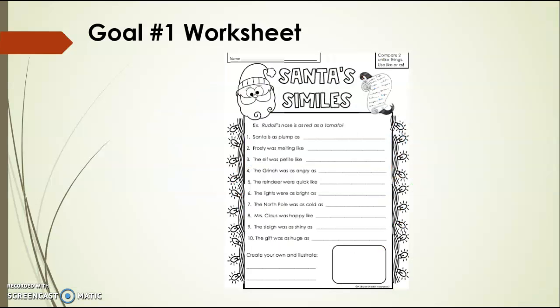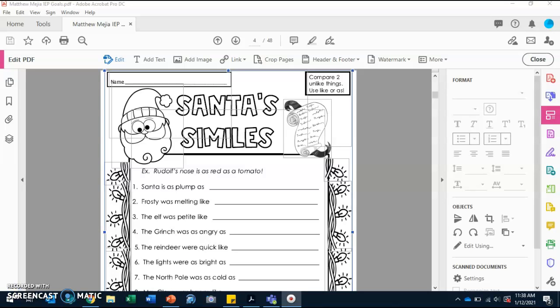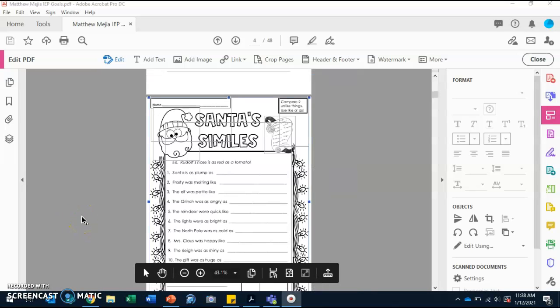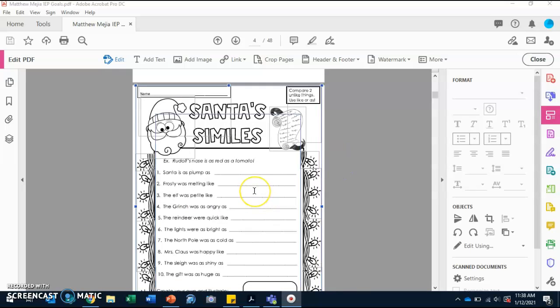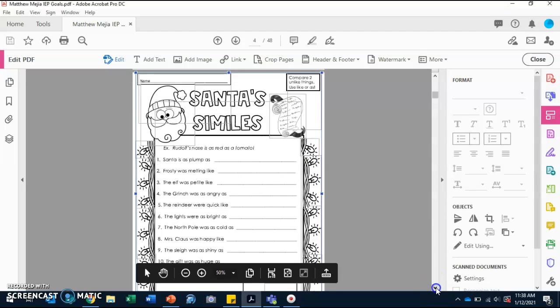So now for worksheet number 1, we're going to do Santa's similes. So if you have this worksheet, please get it out. This is the worksheet we are going to be working on today. So here it says, compare two unlike things using like or as. So we have a couple of sentences right here, and they want us to compare it to something else.